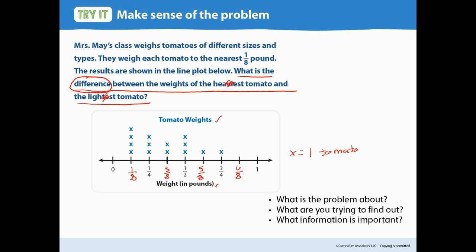So again, what is the difference between the weights of the heaviest tomato and the lightest tomato? We now have numbers in here, so you should be able to subtract the lightest tomato from the heaviest. So go ahead and do that. Pause the video, and then we'll resume once you're done.